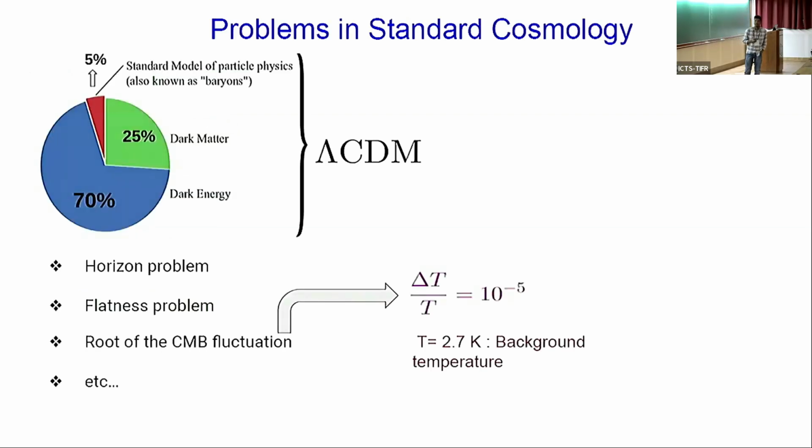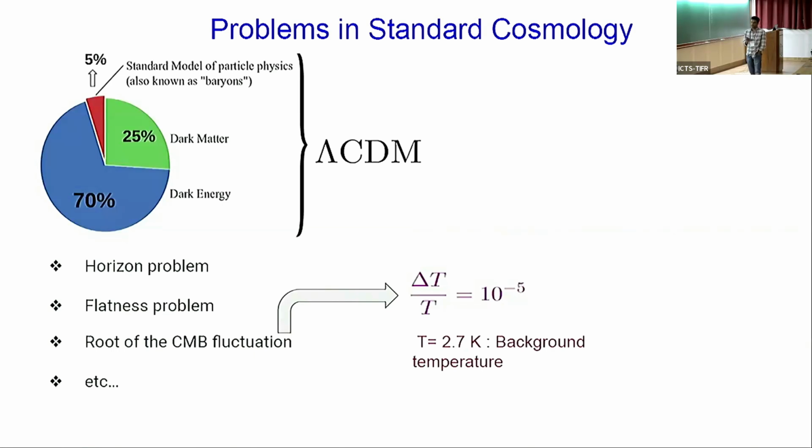First, I will give some motivation for my talk. In this slide I will talk about the problems in standard cosmology. We know standard cosmology contains 70% dark energy out of the total energy budget, 25% dark matter, and 5% standard model particles. This model can explain many things, like the expansion of our universe successfully, but it has some issues.